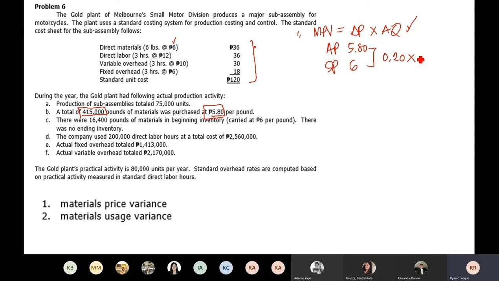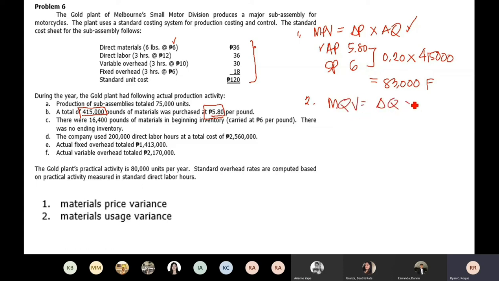So what would be your answer sa materials price variance? So multiply natin ng 415,000. So that is 83,000 FRU. Mas mababa ang actual. So that would be favorable. Okay? So that's for number one. Number two, tinatanong ang materials usage variance or quantity variance.